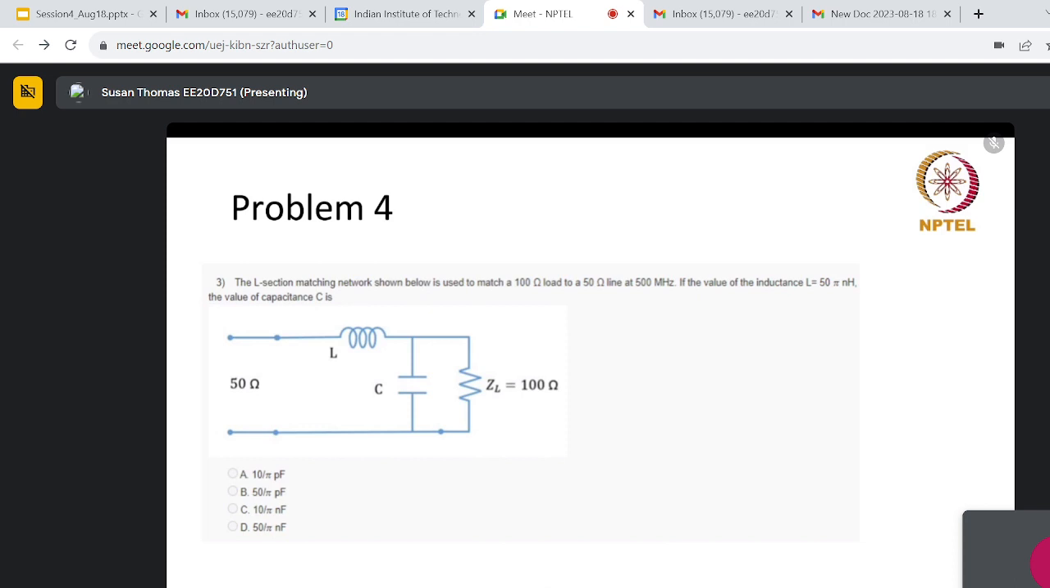We'll move to the next. So now we have a question again on the L section impedance matching network.